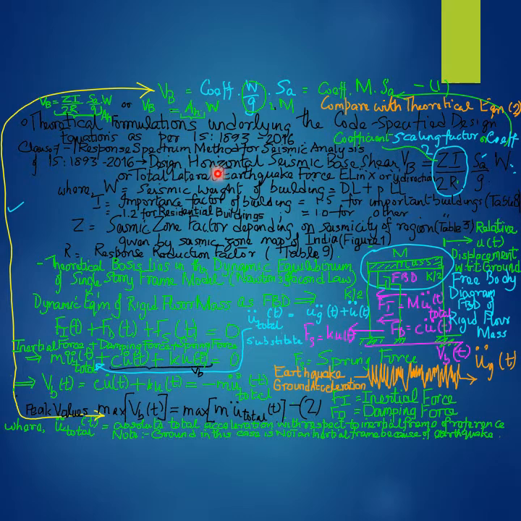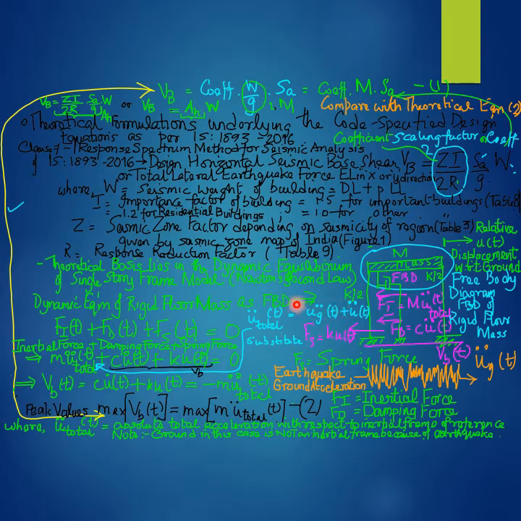Recall that the notation V subscript large b was used to represent the design horizontal seismic base shear that is provided by the IS code, and the subscript large b in the notation V subscript large b signifies that the parameter V subscript large b is the design horizontal seismic base shear that is calculated as per the Indian Standard Code of Practice for Earthquake Resistant Design of Building Structures, that is IS 1893 2016.